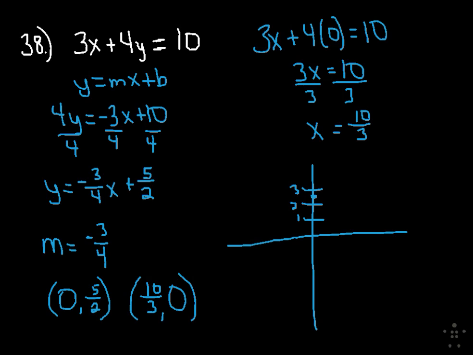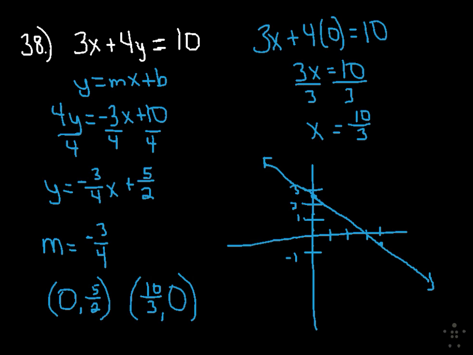And then I could go down 3 over 4, because that's my slope. So down 3, 1, 2, 3, and then over 4. 1, 2, 3, 4. Alright? And it's a little bit before negative 1. And if you draw a straight line through those 2 points, you'll have your graph.